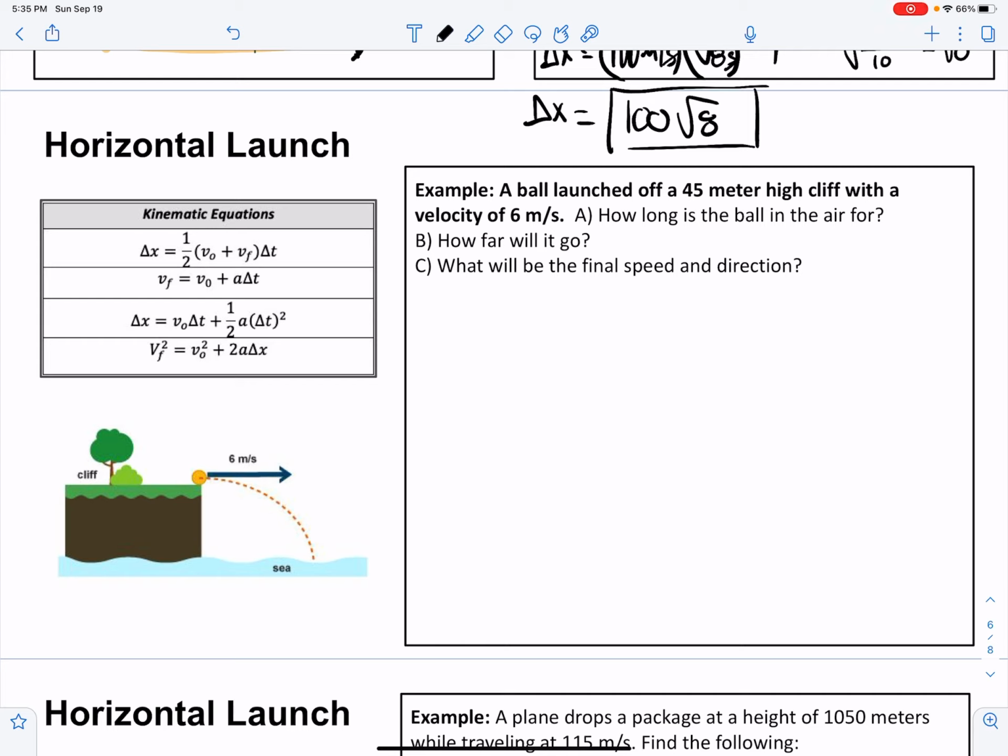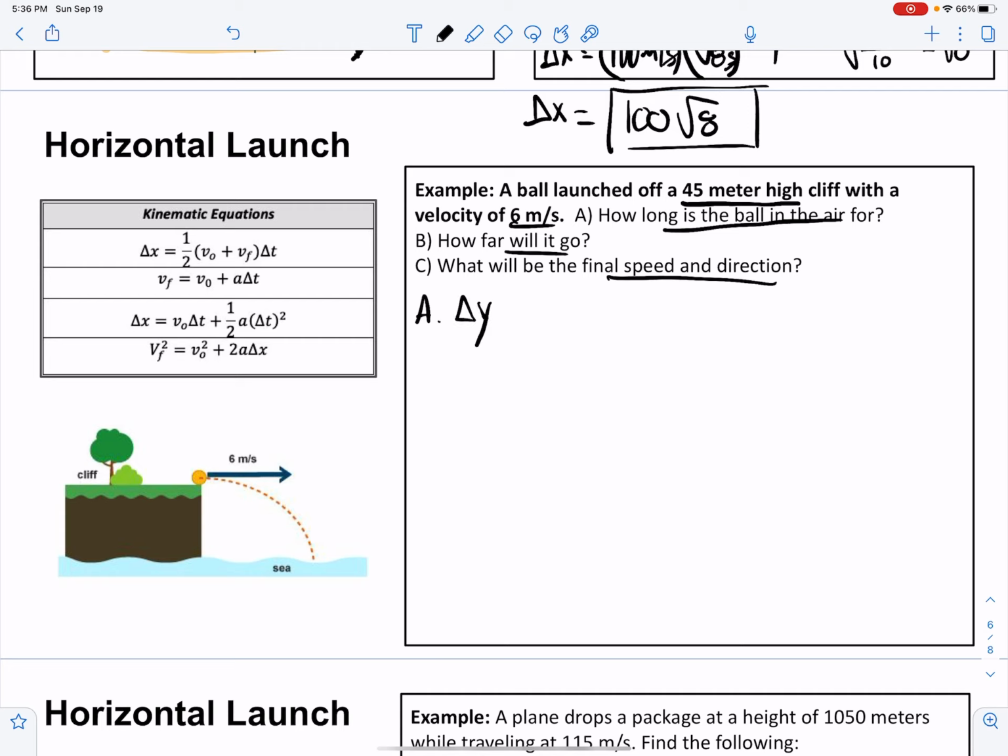A ball is launched off of a 45-meter high cliff with an initial velocity of 6 meters per second. How long is the ball in the air for? How far will it go? What will be the final speed and direction? All right, we're going to solve A first. So how long is the ball in the air for?